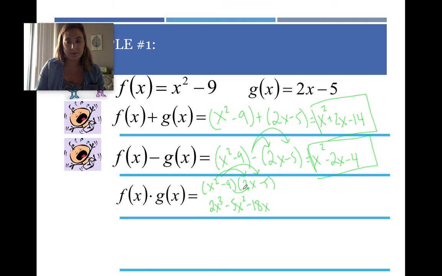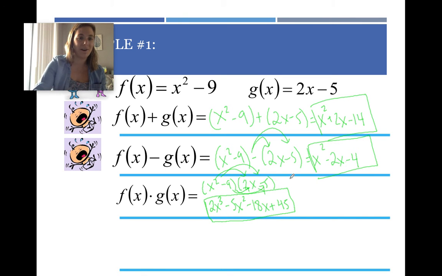Some of you might remember an acronym called FOIL. I feel like I keep freezing in the screen. And that's going to be plus 45. I multiplied a quadratic and a linear function, and I got a cubic function. I got a third degree polynomial. How awesome. I need a new color though. No, I'll do one more.